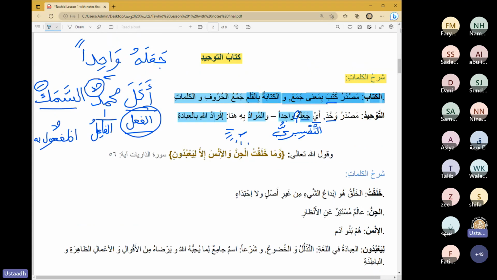So we move on. Wa qawlillahi ta'ala. The author says, wa qawlillahi ta'ala. So the question: why is it wa qawlillahi and not wa qawlullahi? Why is it majroor? Why does it have a kasra?